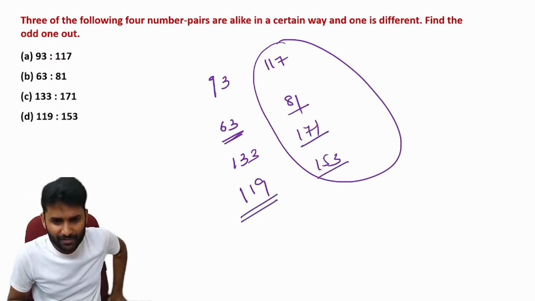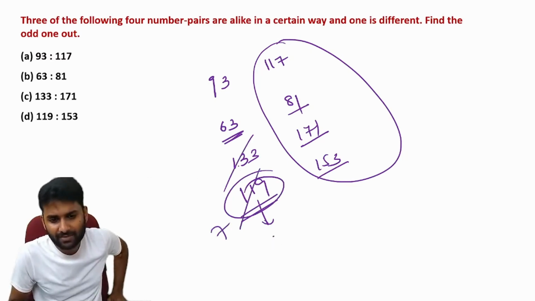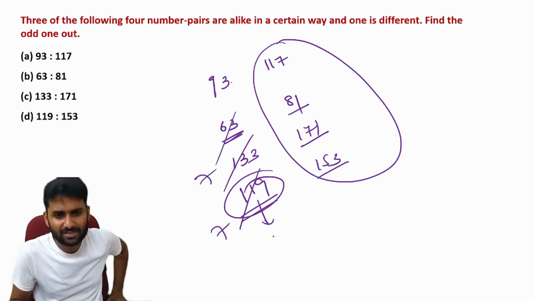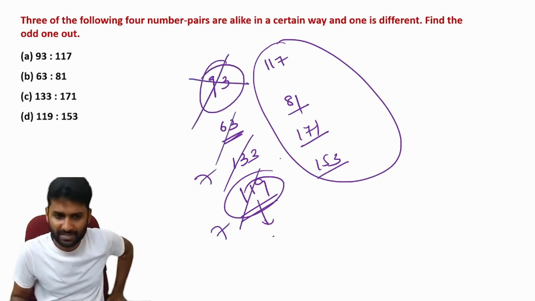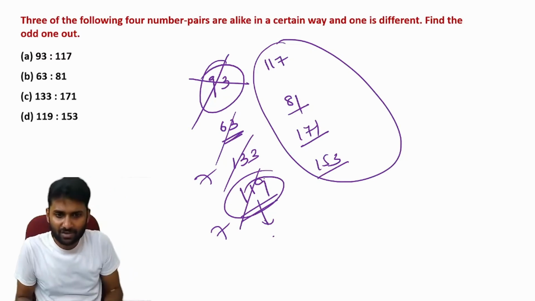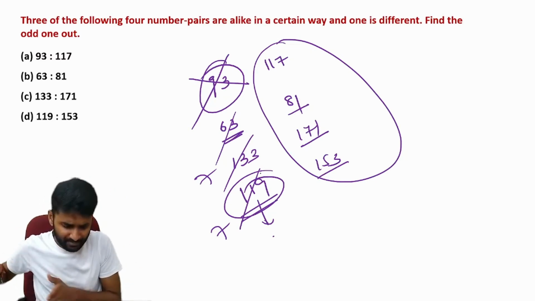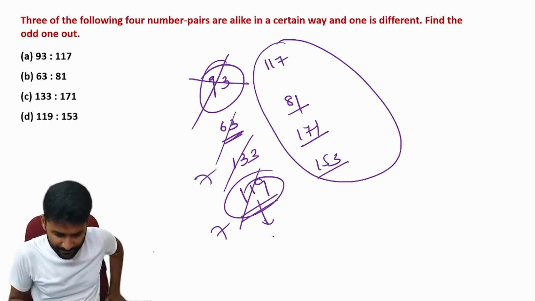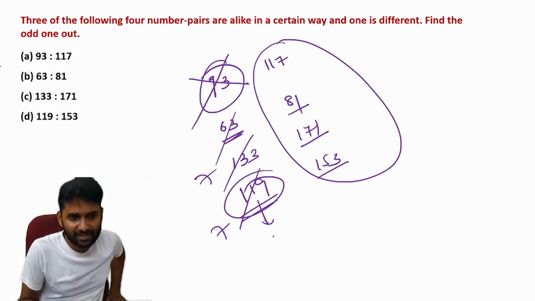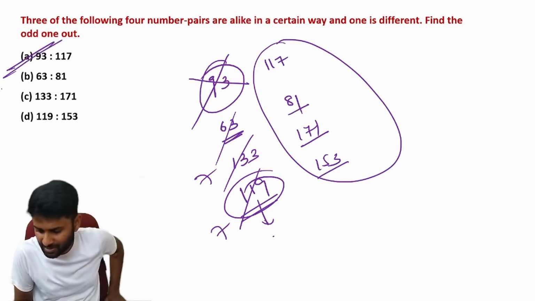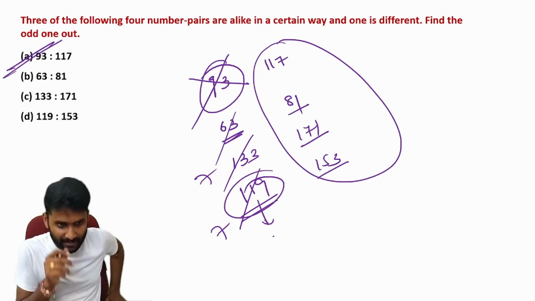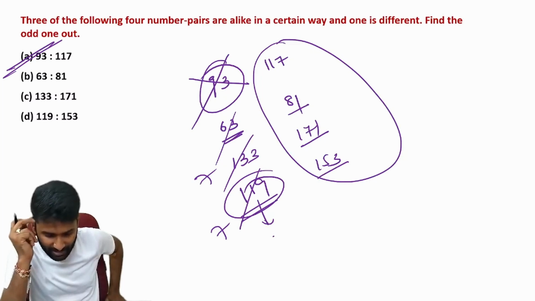If we check here, 63, 133, 119 are divisible by 7, but 93 is not divisible by 7. So the left side values, except 93, are all divisible by 7, and the right side numbers are all divisible by 9. So 13 into 7, 13 into 9. Yes, very good. That's why 93 is the odd one.